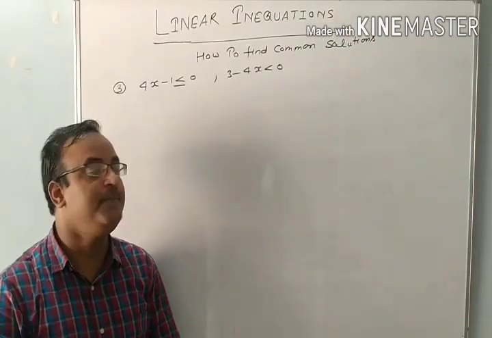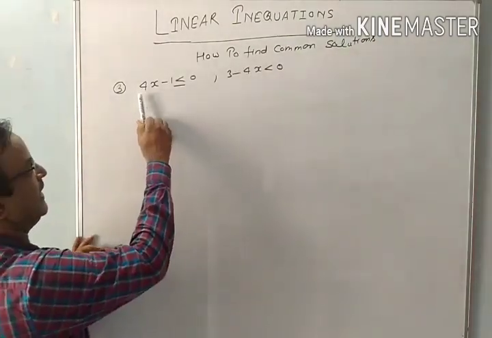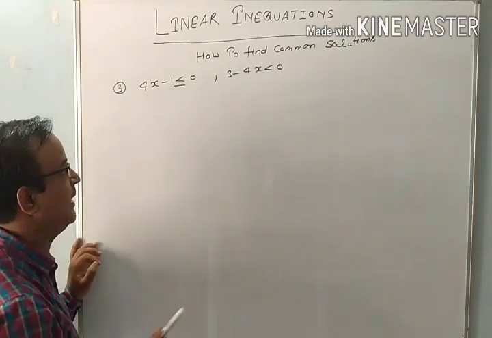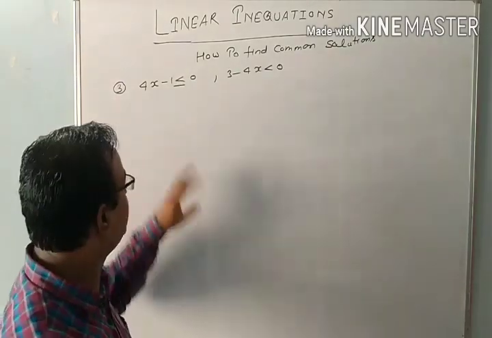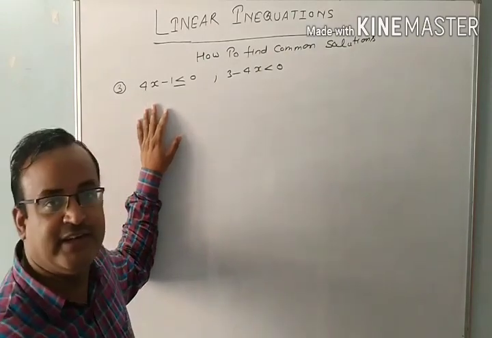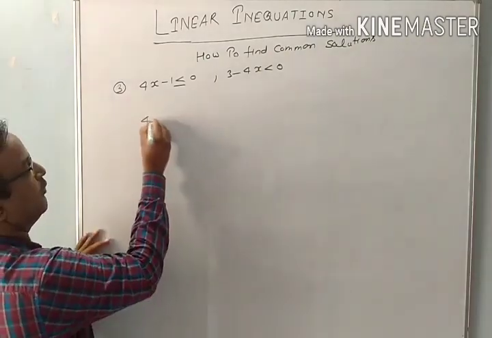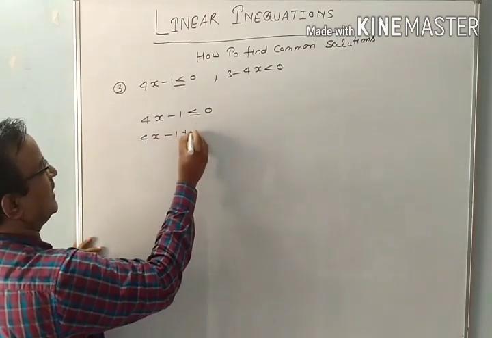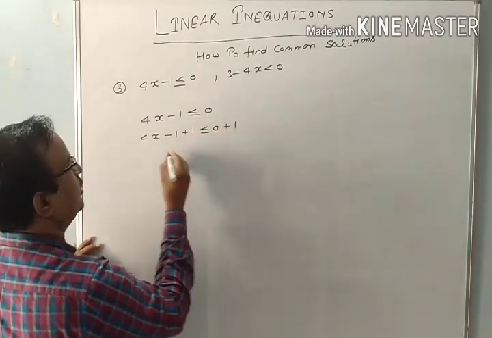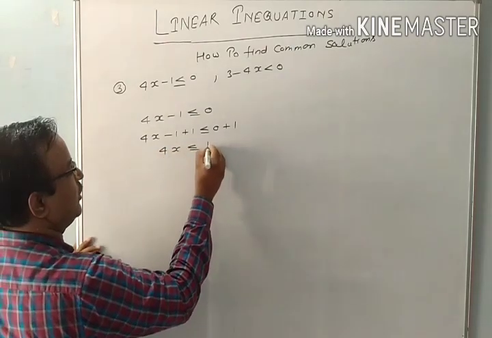Now next question. 4x minus 1 is less than or equal to 0 and 3 minus 4x is less than 0, and we have to find the common solution. So first of all we will solve the first given linear inequation. 4x minus 1 is less than or equal to 0. So 4x minus 1 plus 1 is less than or equal to 0 plus 1. So it is 4x is less than or equal to 1.